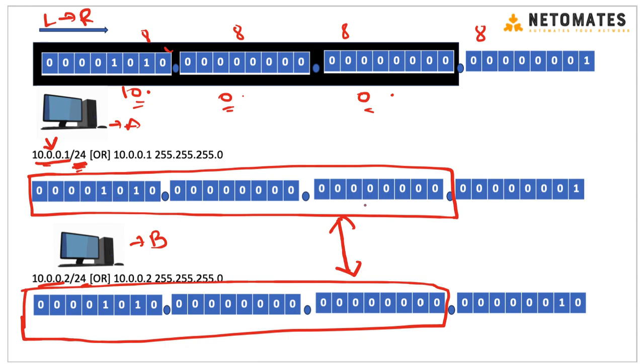So if the first 24 bits match, then the computer will know that these two IP addresses belong to the same group or same subnet, but these last values can change. They should not be the same. They can be anything. No need to match. But the first 24 should match exactly. So that is the requirement for IP addresses in the same group.